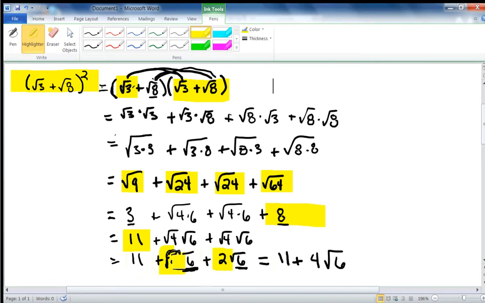From here, we just have to finish combining our like terms together. Now the 11, because it doesn't have a root 6 attached to it, is not a like term. Again, this would be like 11 plus 2x plus 2x. So 11 plus 2x plus 2x would be 11 plus 4x, or 11 plus 4 square root of 6.